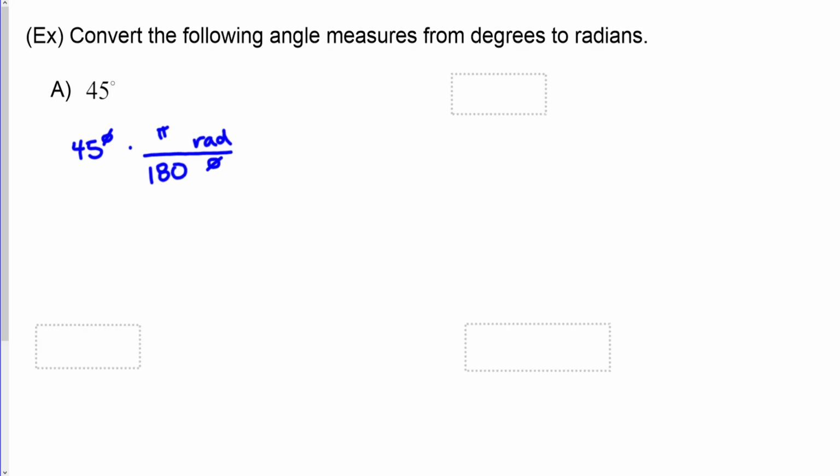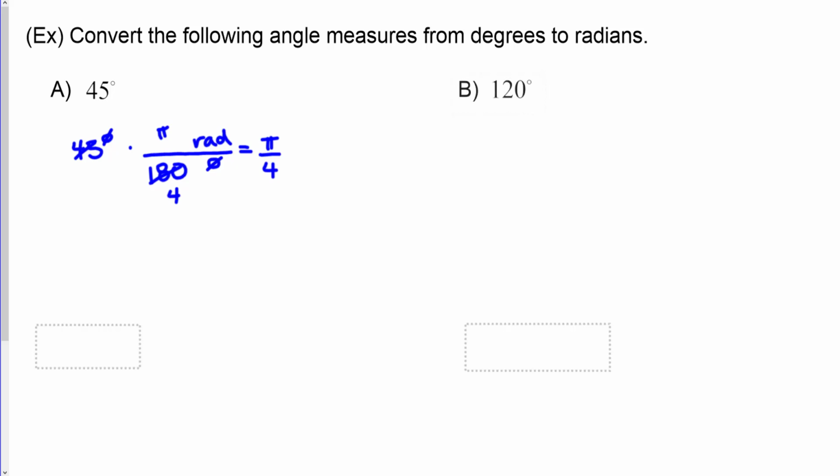Now, 45 times 2 is 90, which means 45 can actually go into 180 4 times. So this is equivalent to pi over 4. That's the exact measure in radians. Sometimes you can get away with using approximate answers in radians. Most of the time you need to use exact answers, so as fractions with pi in there.